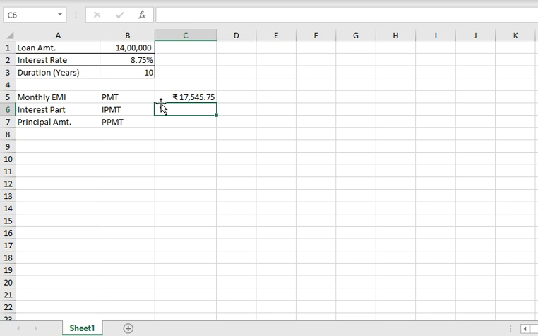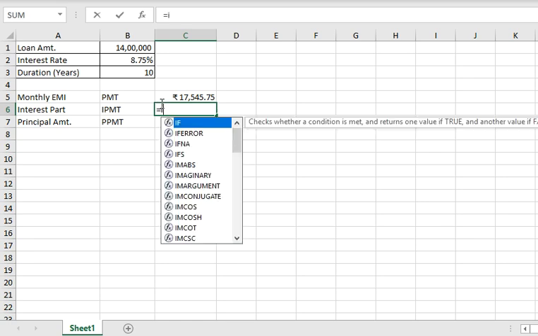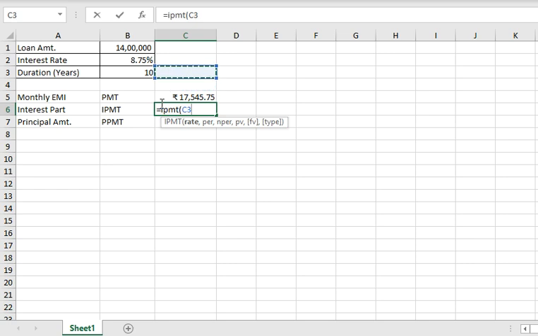Now we would like to know what the interest part is in this EMI. IPMT is the function: equals IPMT, rate, which I divided by 12. Then per means for how long a duration you are going to check the interest part. I am going to check it for 1 month, so I typed 1. Then nper means the number of periods, which I make 12 times the years. Then the principal value, and now you can see 10,208 rupees is going to the interest part. I am just making this number positive.